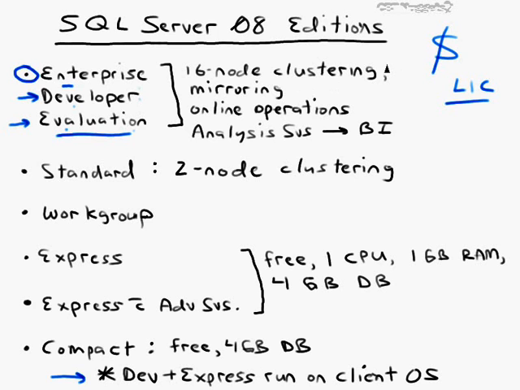And you see over on the right, I've given you some of those features that you get in the top-end SQL Server. Up to 16 node clustering, database mirroring, online operations, business intelligence. Some of this stuff probably looks like Greek to you.